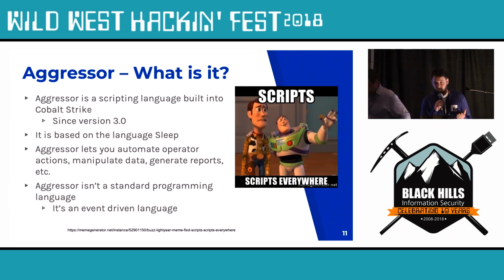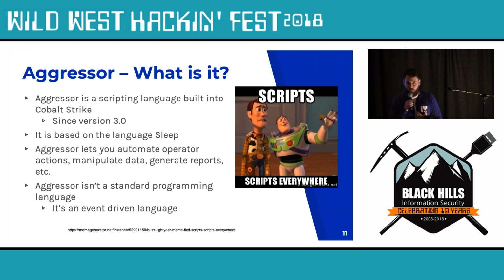All right, so let's talk about Aggressor and what it is. So really, Aggressor is a scripting language built into Cobalt Strike. It was introduced in version 3.0. Before that, you might have recognized Cortana. That's what it was before. But it's based on a language called Sleep, and this is something that Raphael Mudge, the creator, created. So there's that for you.